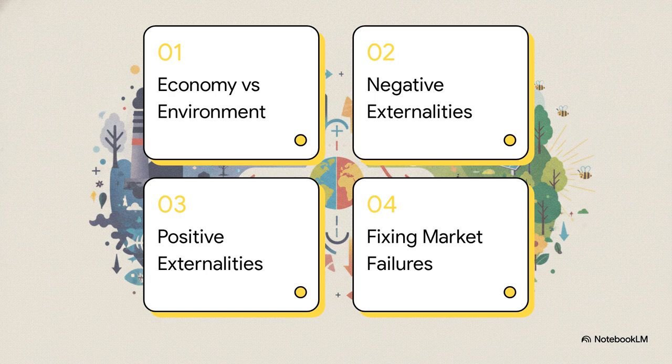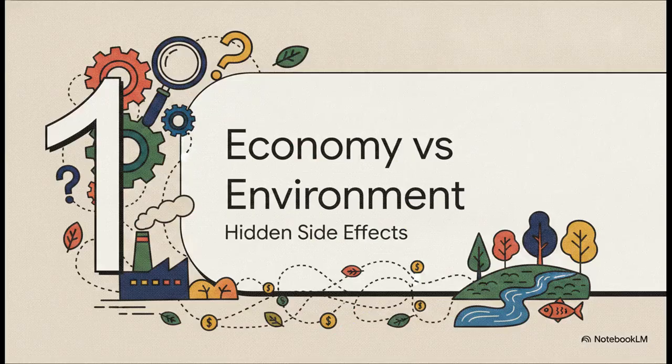So here is our quick roadmap for this explainer. 1. Economy versus environment. 2. Negative externalities and costs. 3. Positive externalities and benefits. And 4. Fixing market failures. Let's get right into it. Part 1. Economy versus environment. Uncovering the hidden side effects.